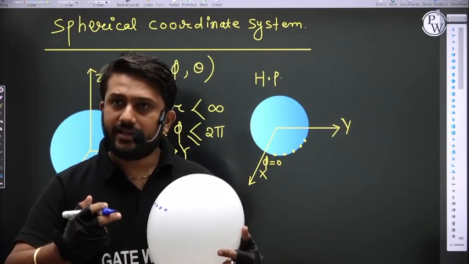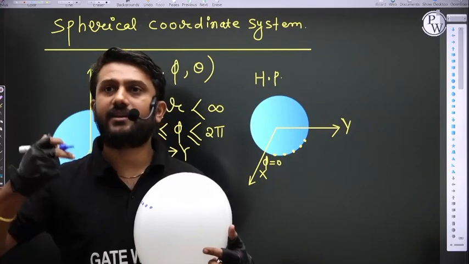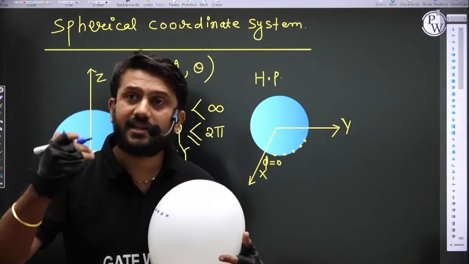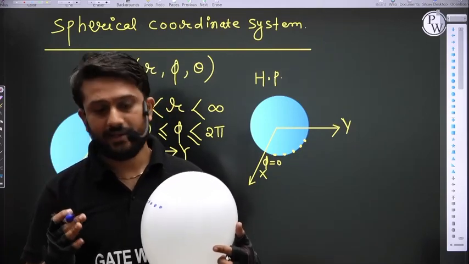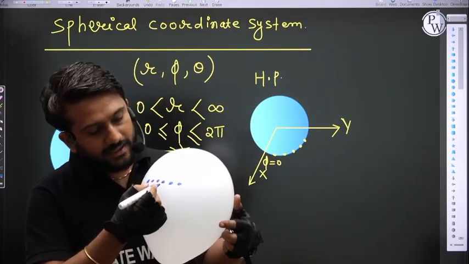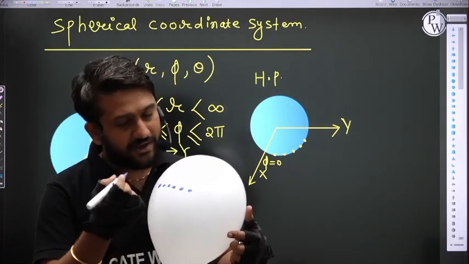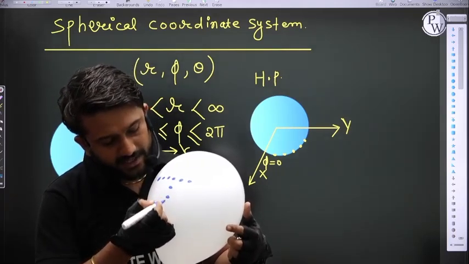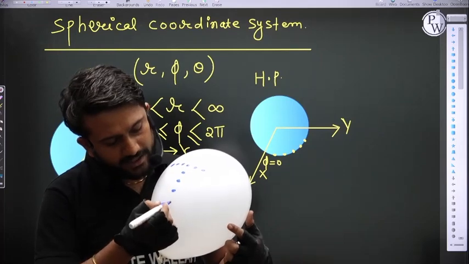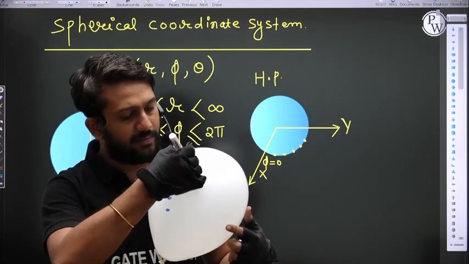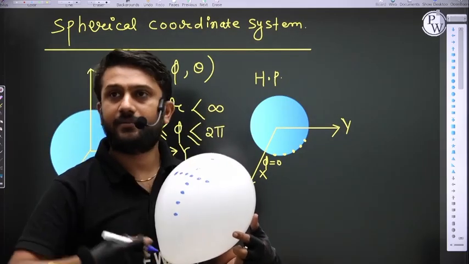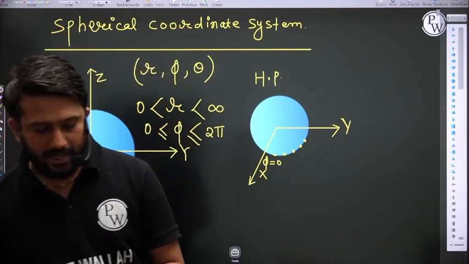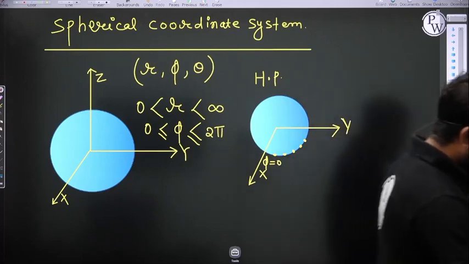And that point may be anywhere on the circumference of a circle that is in the vertical plane. I fix the r, I fix the phi. Now this point may be here, maybe here, maybe here, maybe here. So in a vertical plane, again you are observing a circle.